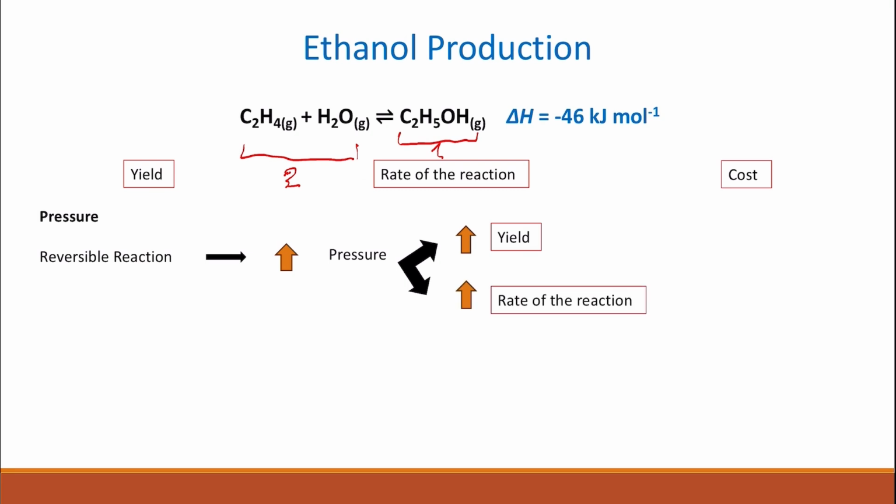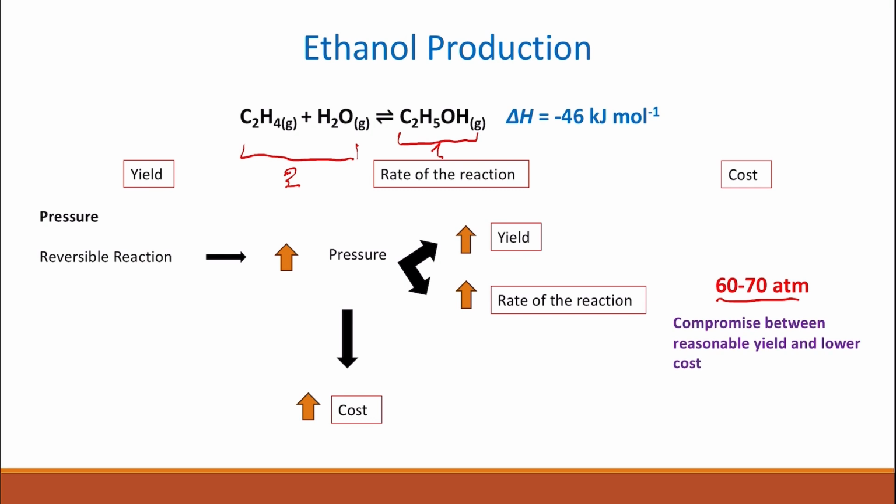We also know that increasing pressure will increase the rate of the reaction. So these two will increase the rate and the yield. However, what is the downside of using higher pressure? The downside will be the cost because you're going to need much tougher pipes to withstand the high pressure, and also because of the safety concerns with the use of high pressure. So to compromise, the optimum conditions will be 60 to 70 atmospheres for the pressure, and this is a compromise between reasonable yield and lower cost.